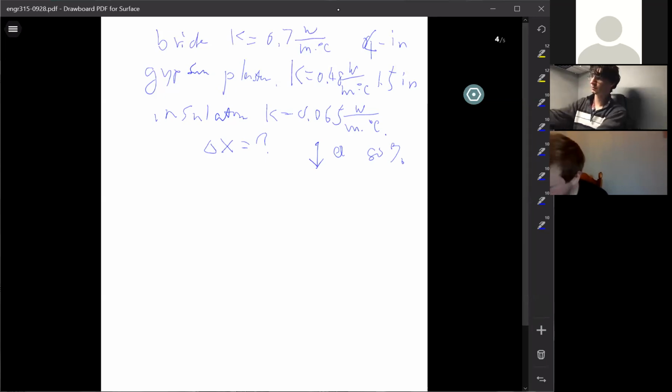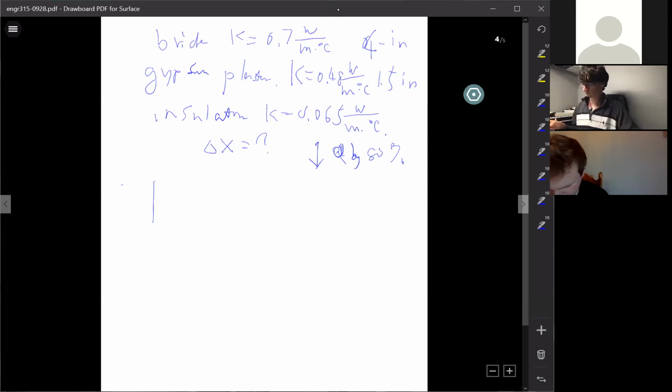Decrease Q by 80%. Okay, that's a goal. That makes sense. So this is the interior of the room. Then you have brick, you have gypsum plaster, and the possible insulation. First layer, second layer, and the third layer. So you have interior temperature, right? Inside. T is outside.